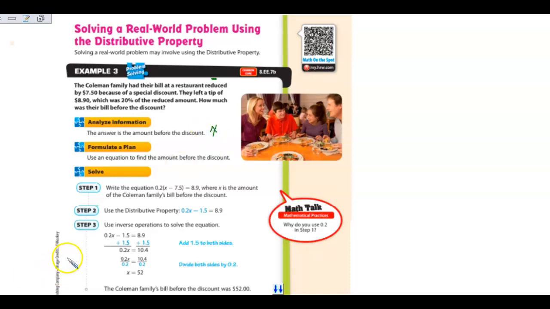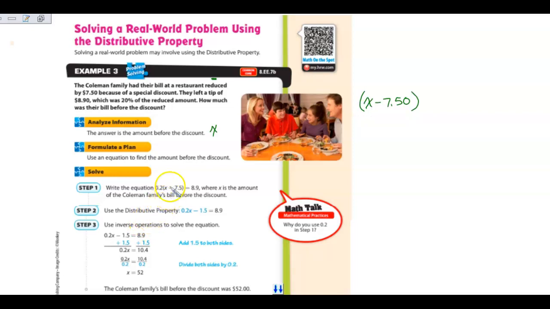Now we have to come up with an equation. So when I look at it, it says that my bill was reduced by $7.50. So I know that I'm going to need to take, let's do it over here, X minus $7.50. So that's how much the bill cost.